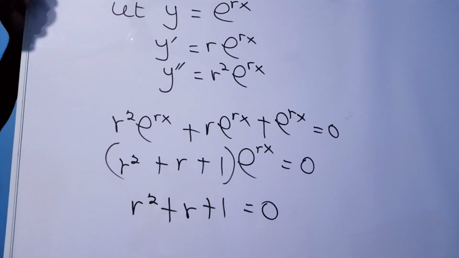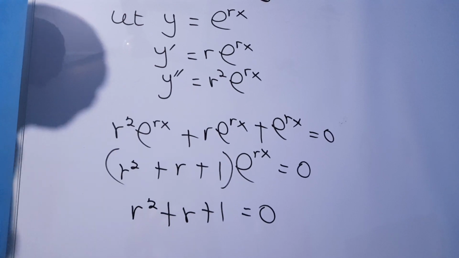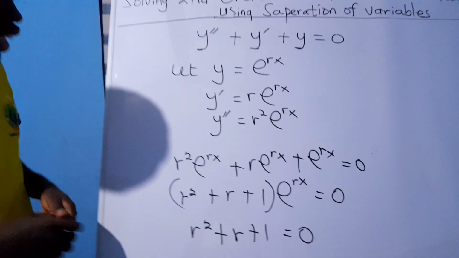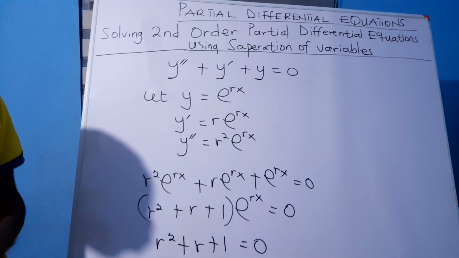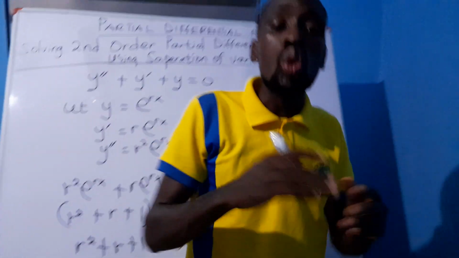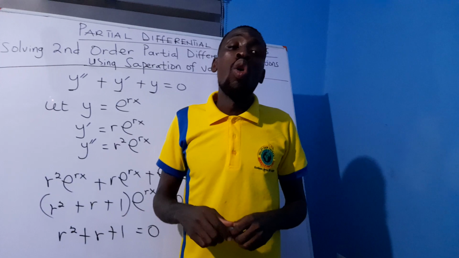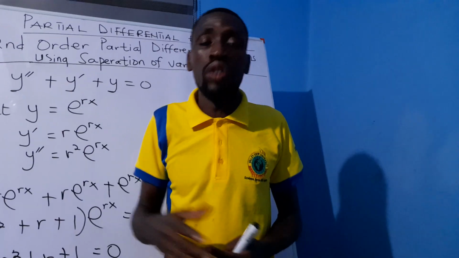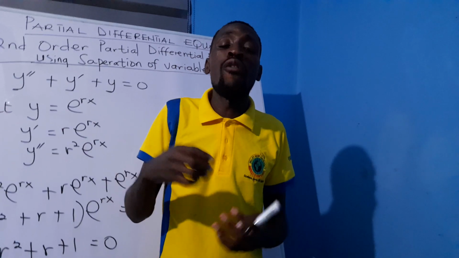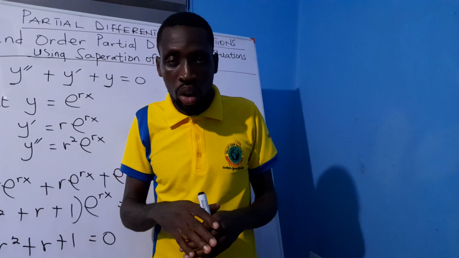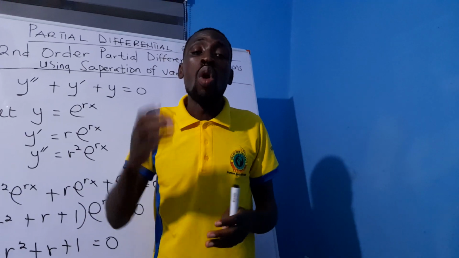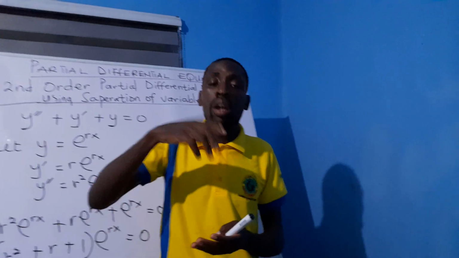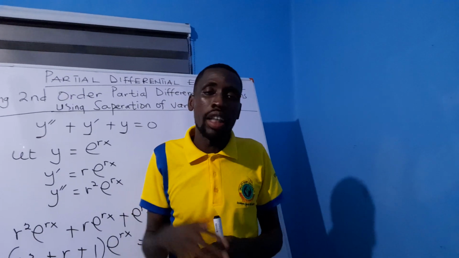When we get the values of r, our complementary solution will depend on the values that we get for r. If you remember very well, we said that we can get two real and distinct roots, we can get two complex roots, or we can get two repeated roots. And there is a solution to each of these cases. So now, when we have two real and distinct roots, what is the complementary solution? When we have two complex roots, what will be the complementary solution? And when we have repeated roots, what will be the complementary solution? That's the next thing we'll talk about.